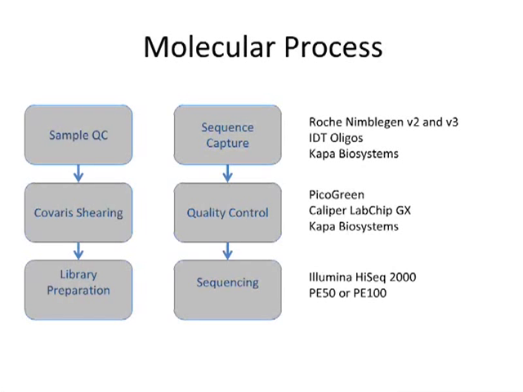On the sequence capture side, it's Roche NimbleGen V2 and V3. We produce our own blocking reagents using IDT oligos. Again, Kapa; quality control is PicoGreen, as well as Caliper's LabChip GX, and then again Kapa Biosystems as well, and then sequencing on the Illumina HiSeq with varying conditions.